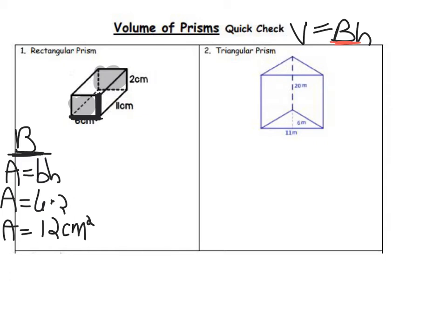Now that we know the base, the capital B, area of the base, then we're going to go ahead and solve for volume. Now, volume is capital B times the height of the prism. So volume is going to be, we know capital B is area of the base, so that's going to be 12. And what would be the height in this case?